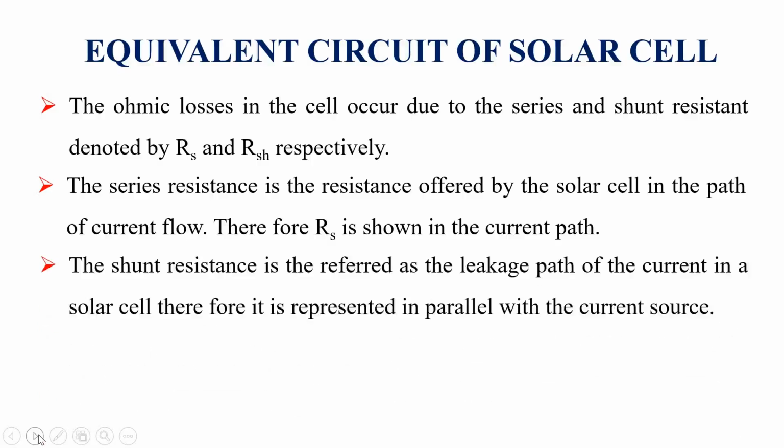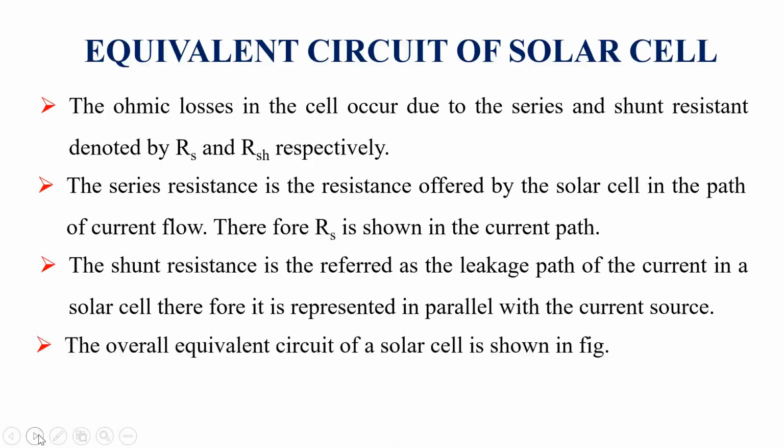And the shunt resistance is referred to as the leakage path of the current in a solar cell. Therefore, it is represented in parallel with the current source. This means the shunt resistance is present as a leakage path of the current, in parallel with the current source. The overall equivalent circuit of a solar cell is shown in the figure on the next slide.